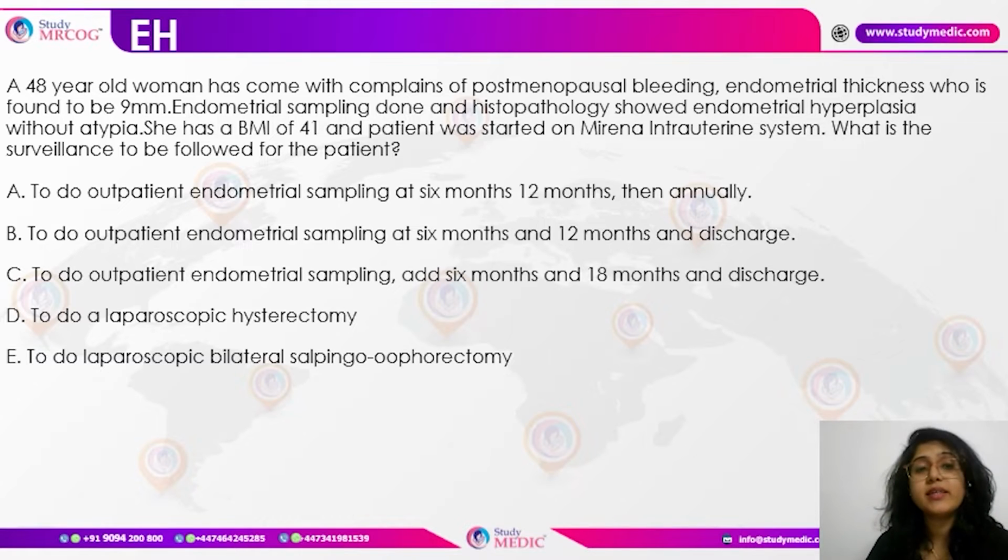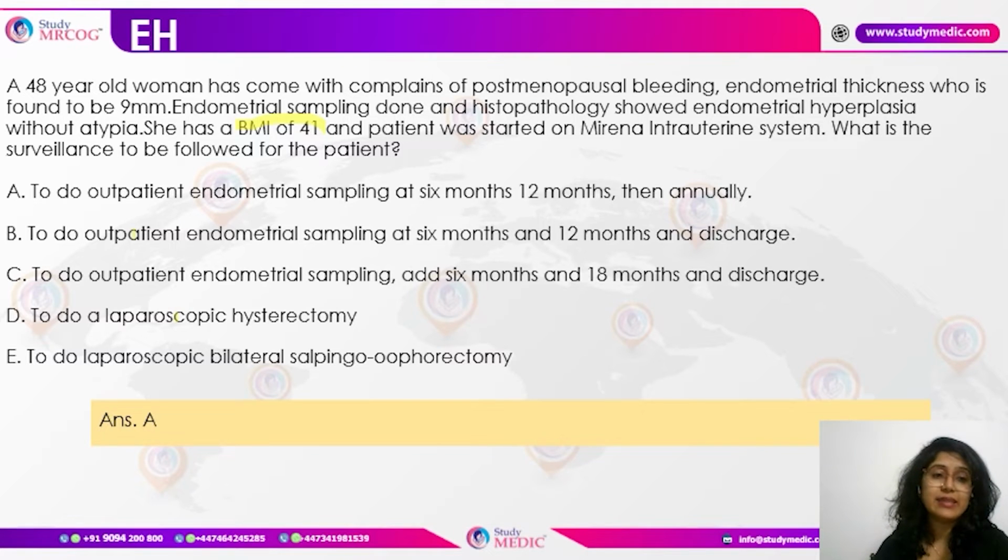A 48-year-old woman comes to you with postmenopausal bleeding. Endometrial thickness is 9 millimeter, that is more than 4 millimeter, and she is postmenopausal. Endometrial sampling is done, and the histopathology showed endometrial hyperplasia without atypia. She has a BMI of 41, which is important in this case, and the patient was started on Mirena. What will be the surveillance? Because her BMI is more than 35, the answer will be to do an outpatient endometrial sampling at 6 months, 12 months, and then annually.